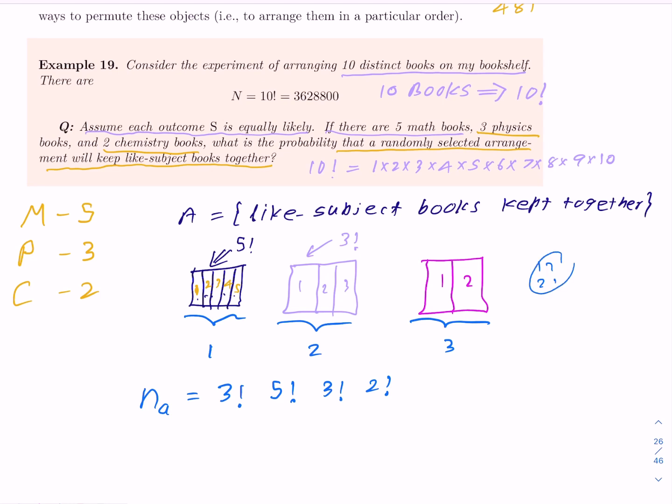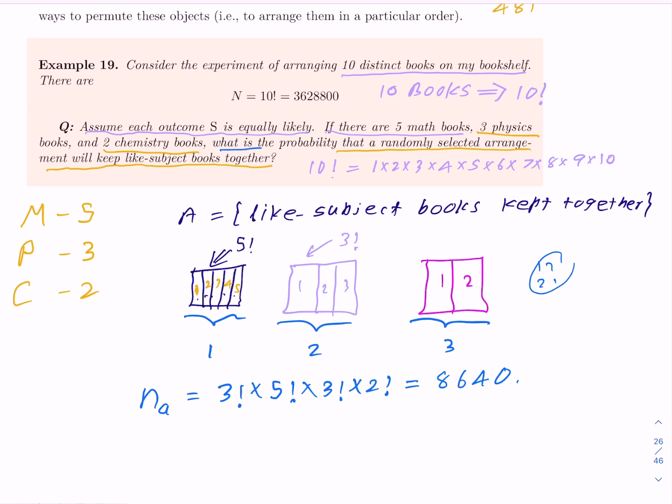Then by the multiplication rule, to find the total number of ways for event A, we multiply them together. The answer is 8640, which is the number of elements of event A.